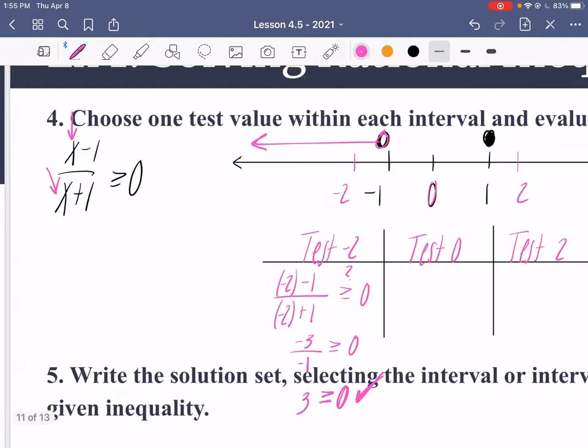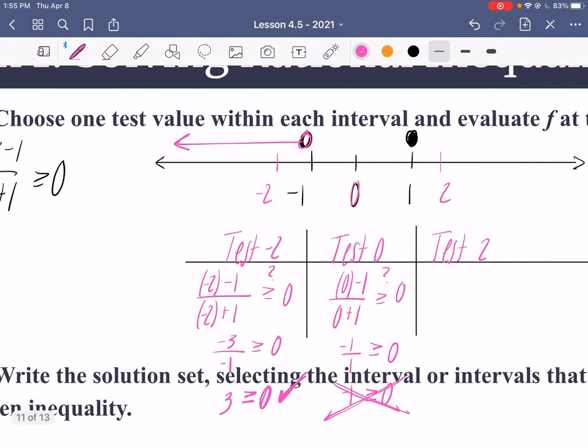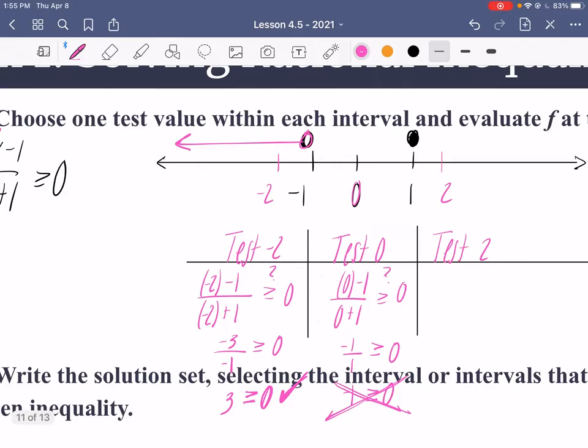Okay, test 0. So plug it in, 0 minus 1 over 0 plus 1, which is just negative 1 over 1, which is negative 1. And negative 1 is not greater than 0. Okay, and last but not least, let's test 2. So 2 minus 1 over 2 plus 1, so 1 over 3.